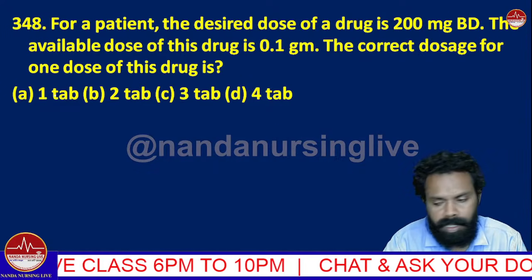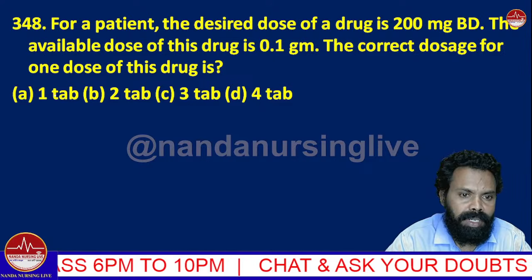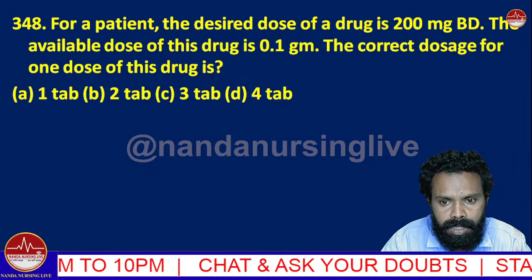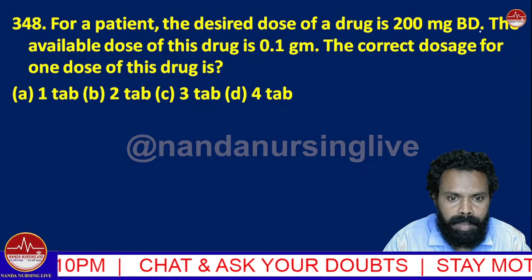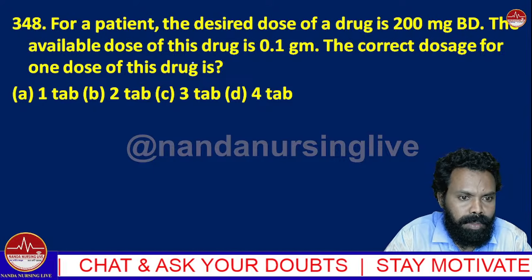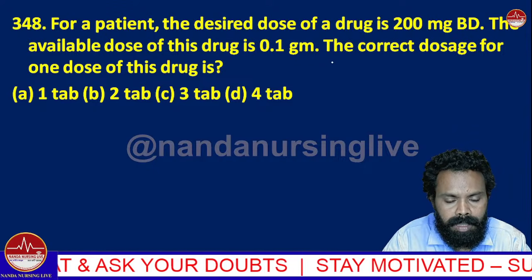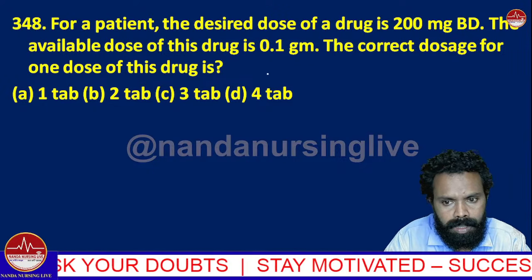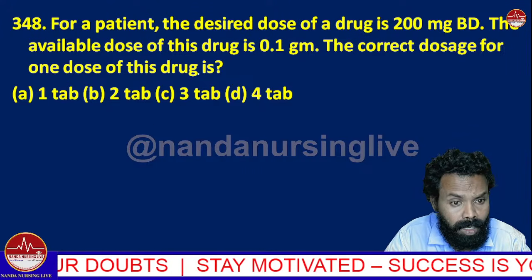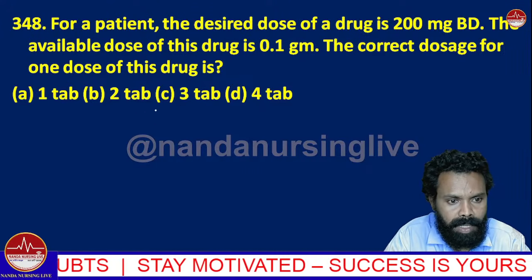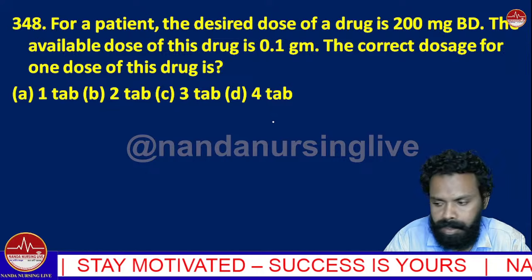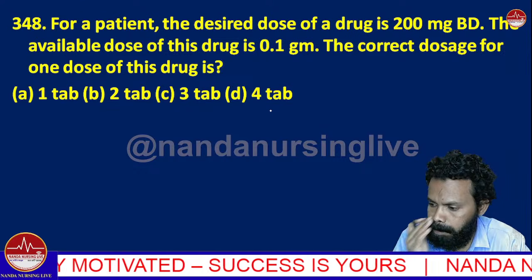Next question number 348. For a patient the desired dose of a drug is 200 milligram BD. The available dose of this drug is 0.1 gram. The correct dose for one dose of this drug is option A 1 tablet, option B 2 tablet, option C 3 tablet, option D 4 tablet. So which option is the correct answer?